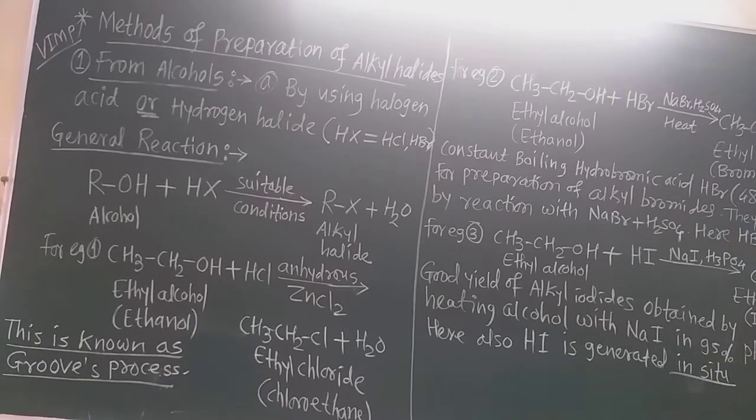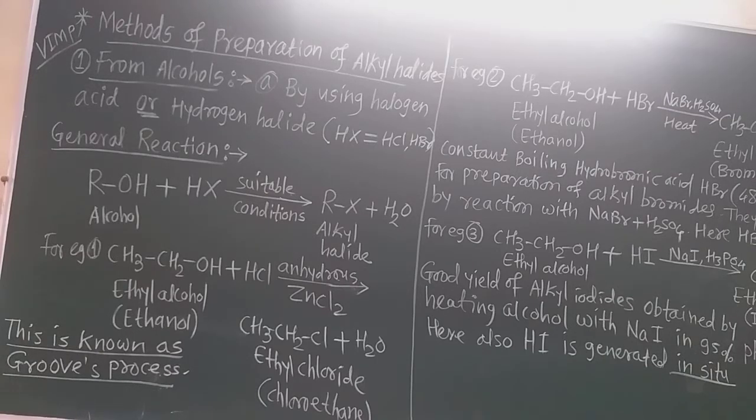What does this mean? From alcohol means we have to prepare alkyl halide from alcohol. What is the general formula of alcohol? ROH. We learned in the 11th standard. R is the alkyl group and the OH group is the functional group of alcohol. So in this first method there are again so many methods.